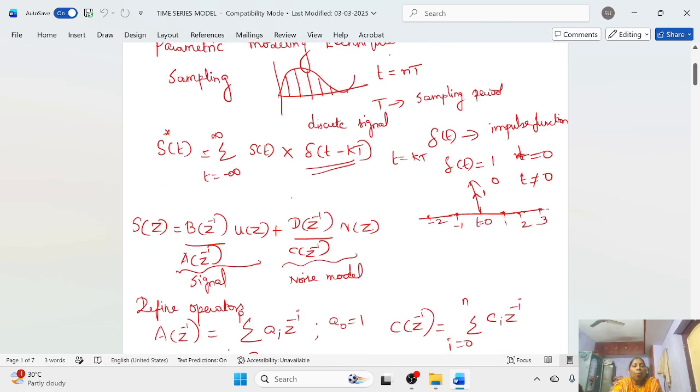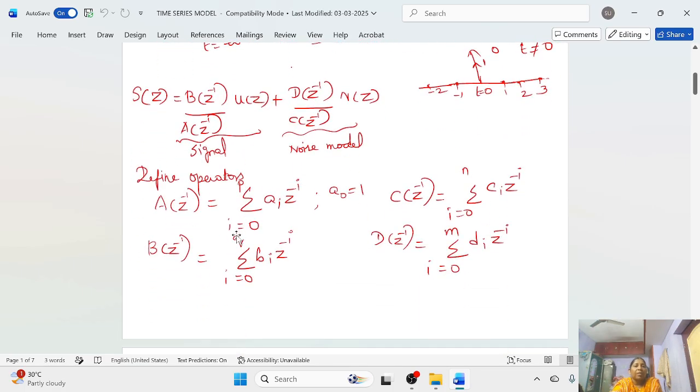Now, how can we model the signal? This is the transfer function of a signal and the noise model. We get the transfer function as B of Z inverse by A of Z inverse into U of Z, which is considered as the signal. And D of Z inverse by C of Z inverse into N of Z is considered as the noise model. Now A of Z inverse, B of Z inverse, C of Z inverse and D of Z inverse are called operators.